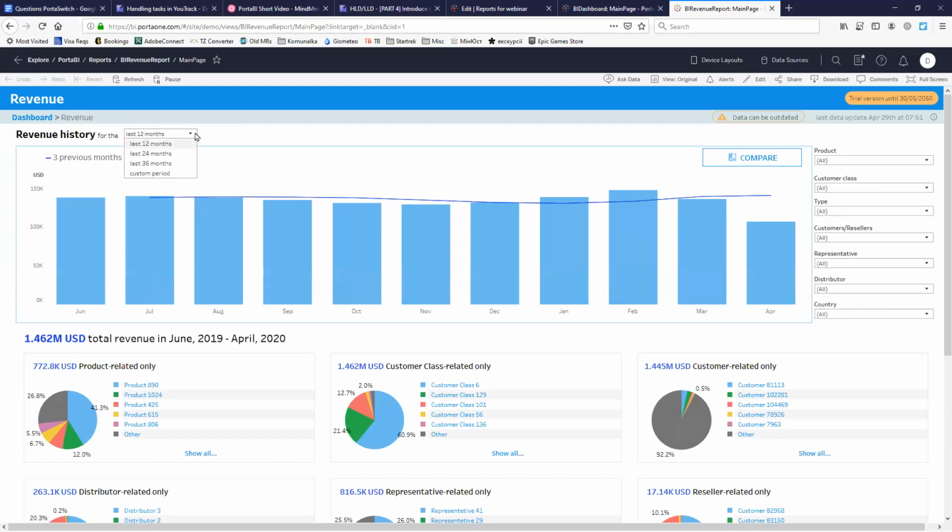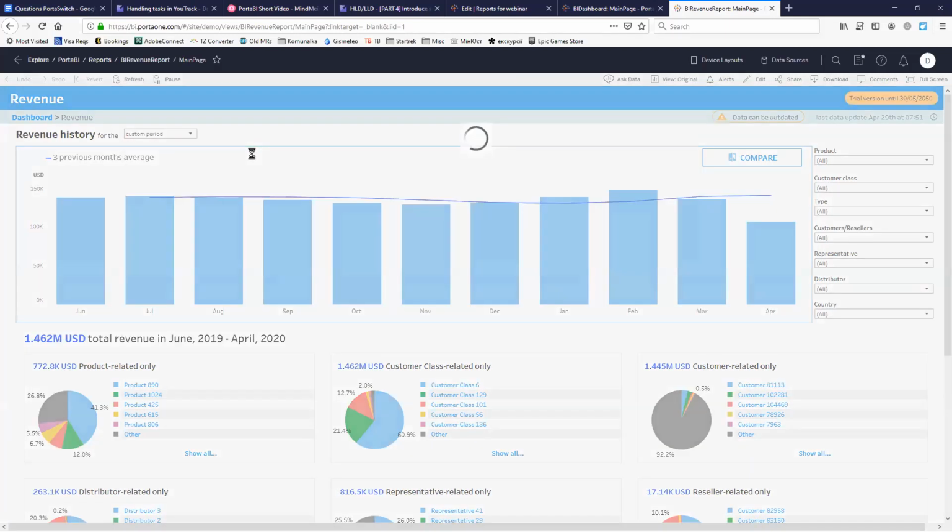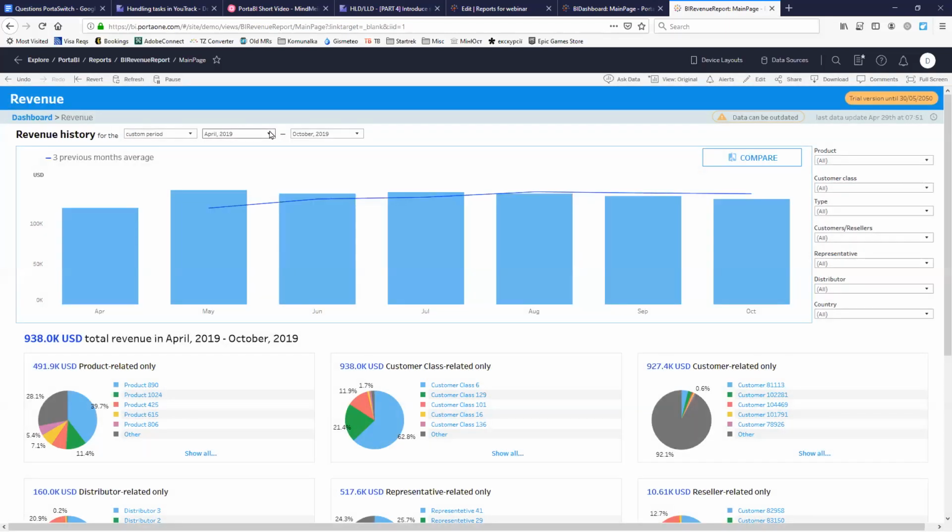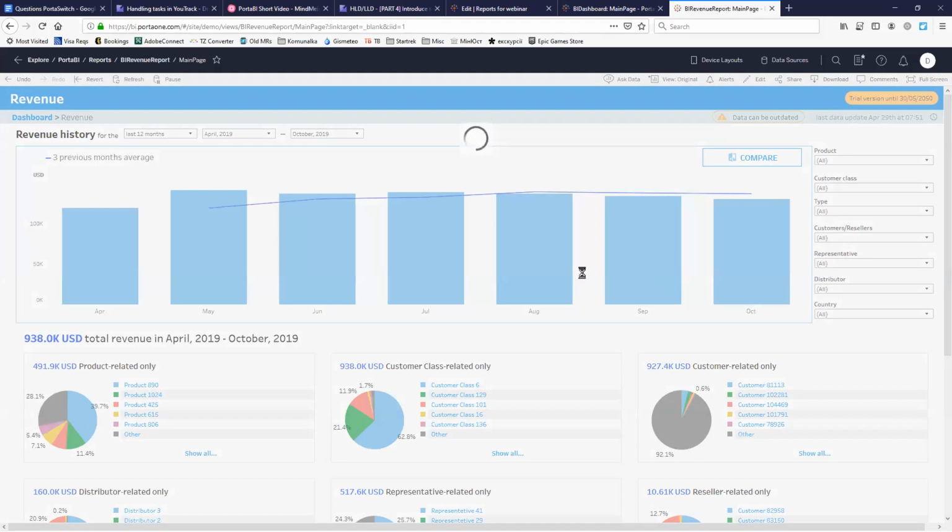I can change it to some custom period. For example, I could say, show me the history from, let's say, December last year until, let's say, April this year. So I can choose a custom period. I'm not going to do it, I'm just explaining the options. But anyway, this is the general revenue for the company for the last 12 months.